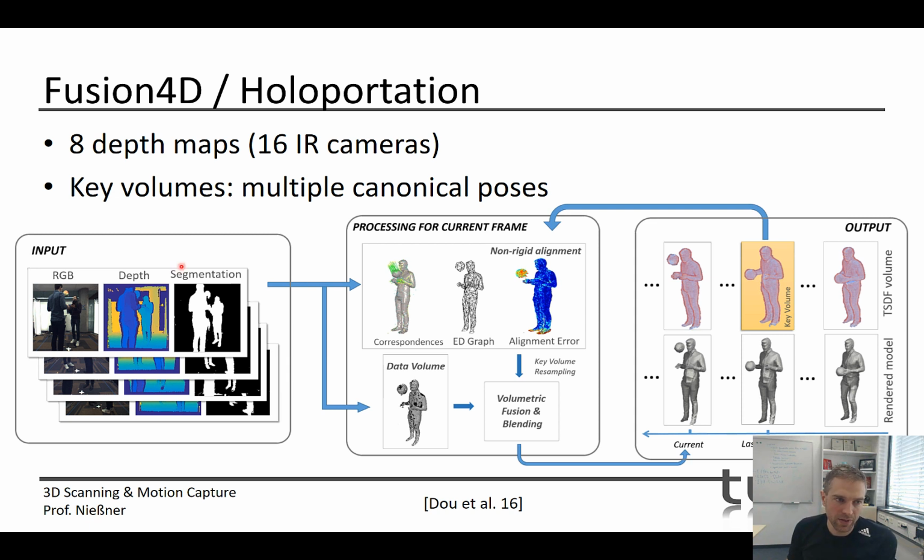Okay, but I want to talk very briefly about some of the more details here, right? So they are basically using these eight depth cameras. They have 8 stereo cameras, meaning they have a total of 16 IR cameras going on here with the active stereo setup. And one thing they're doing is they're using key volumes, meaning that they don't have a single canonical volume, but they have multiple canonical volumes. And because of that, they can do these topology changes. So when they detect it, they basically spawn a new key volume.